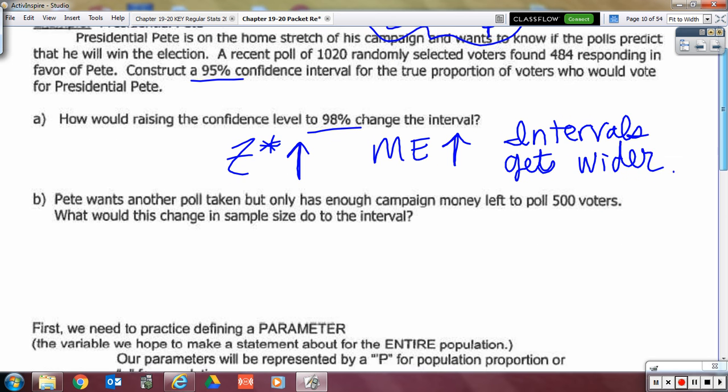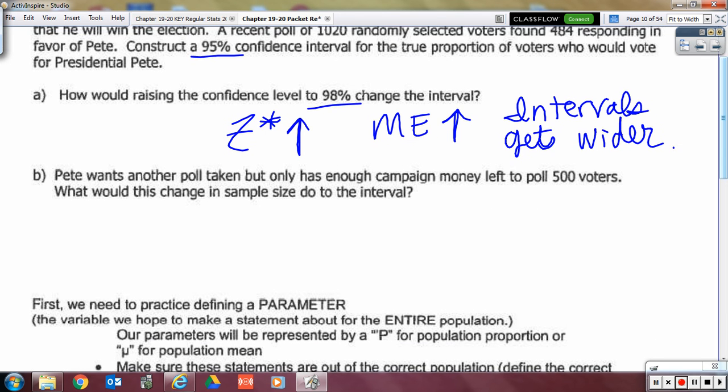Okay, very good. Here we go. Pete wants another poll to be taken, but only has enough campaign money for 500 voters instead of the previous 1,020. What is changing in that case? No, p-hat's not changing. Good. The sample size went from 1,020 to 500, so it went down. Is that a good thing to go down on sample size? What's that going to make you be? Less accurate. Sample size going down makes you less accurate.